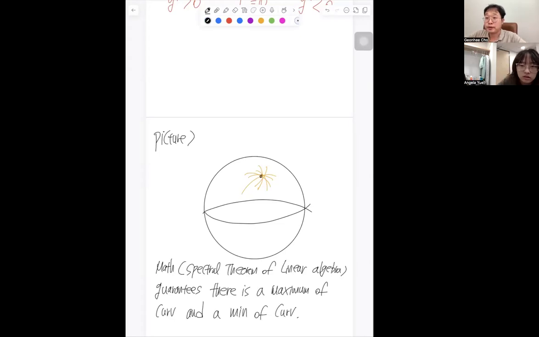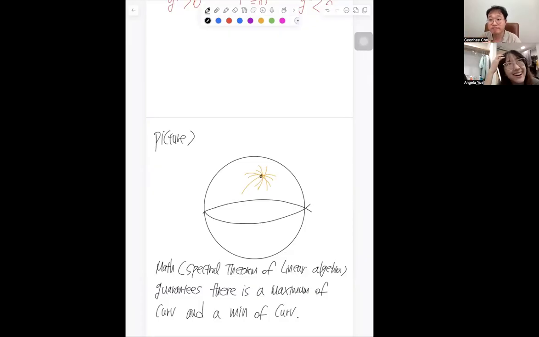Why is this non-trivial? Well, there are infinitely many choices, so it might be hard to find the maximum and the minimum. However, there's a general theory that guarantees that there's a curve that will give you the maximum curvature at that point, and also a curve that will give you the minimum curvature. Is that okay with you?